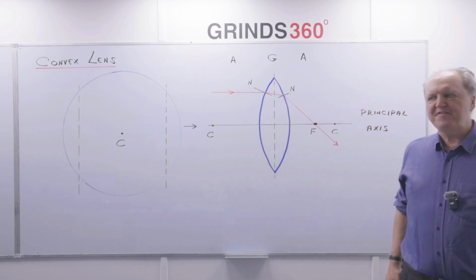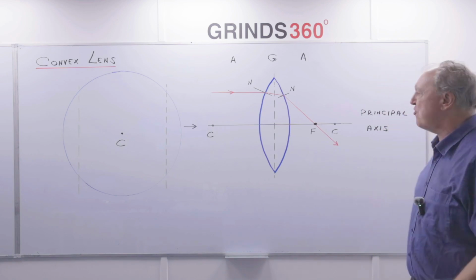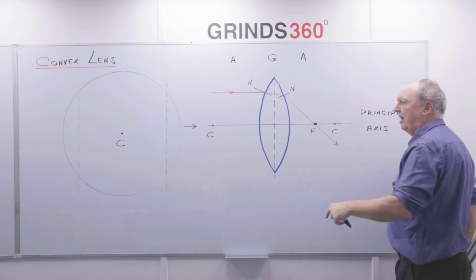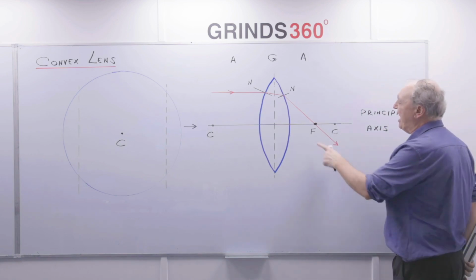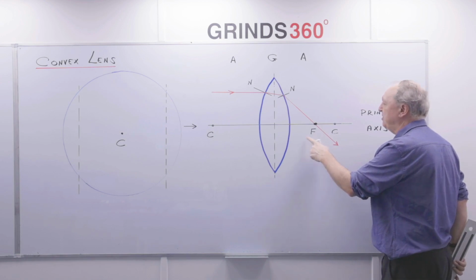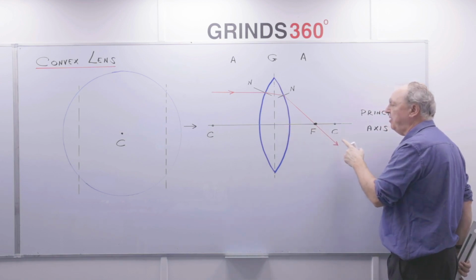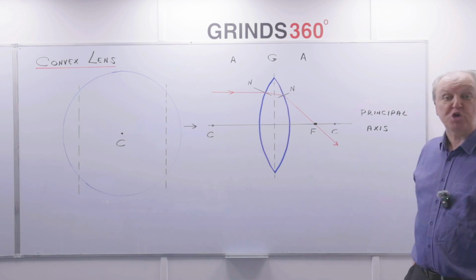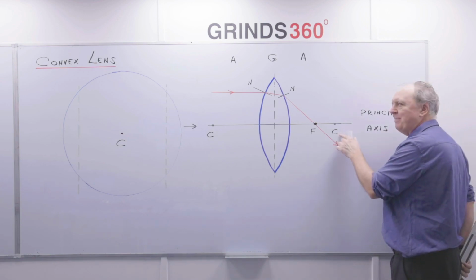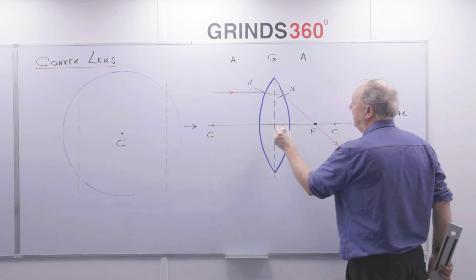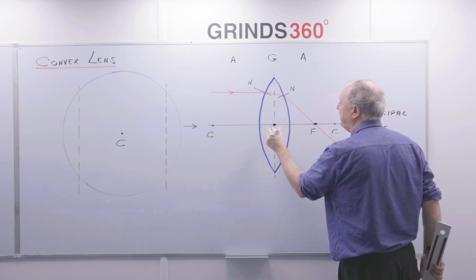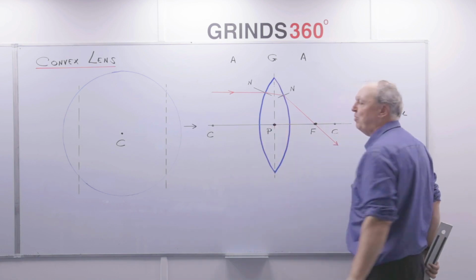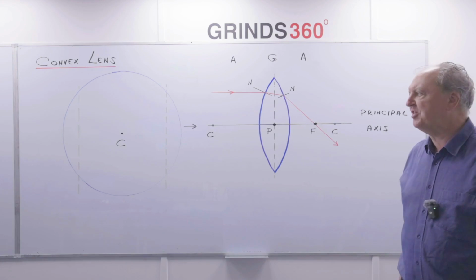Now, the focus F doesn't have a straightforward relationship with C like before. Before, F was halfway between the pole of the mirror and the center. Well, in the lens, that relationship doesn't hold. So we won't be worrying about C when we do lenses. That center of the lens, once again, we call that the pole of the lens, or the center of the lens.